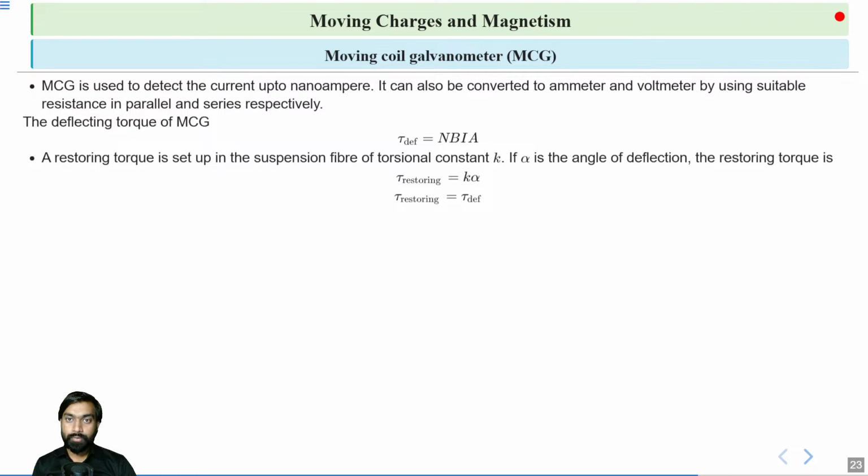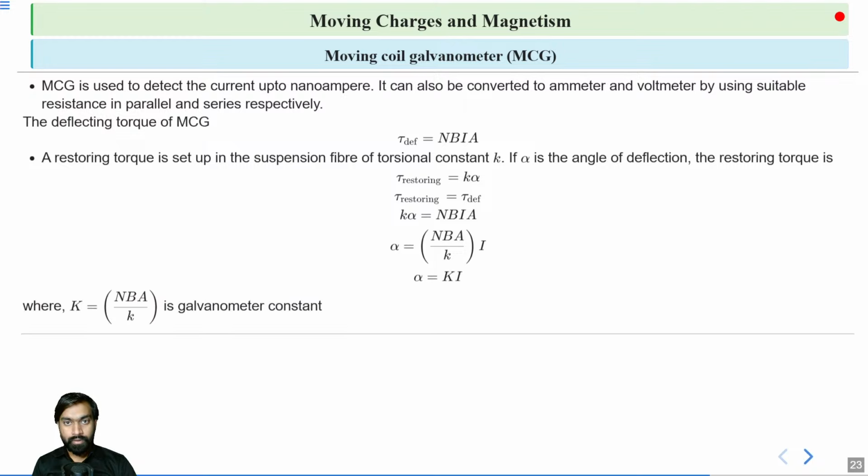And when the coil stops moving at equilibrium, the deflecting torque equals the restoring torque. So we can say K alpha equal to NBIA. Rearranging these terms, you will get alpha equal to NBA divided by K into I. So alpha equals small k times I, where small k, equal to NBA divided by capital K, is the galvanometer constant. Alright everyone.